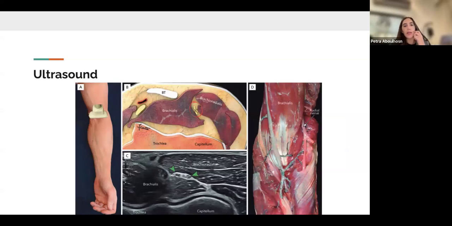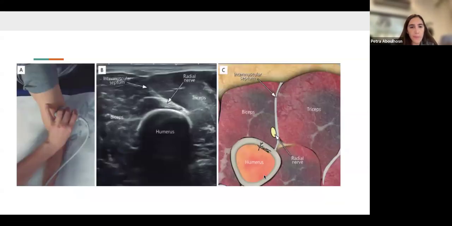I just put in a few slides of ultrasound. This is from the MSK room. They really have good images if you want to take a look at it. It's an online book that you can purchase. So here, the ultrasound is in the anterior elbow. You can see the capitellum and the trochlea. The radial nerve lies between the brachialis and brachioradialis muscle.